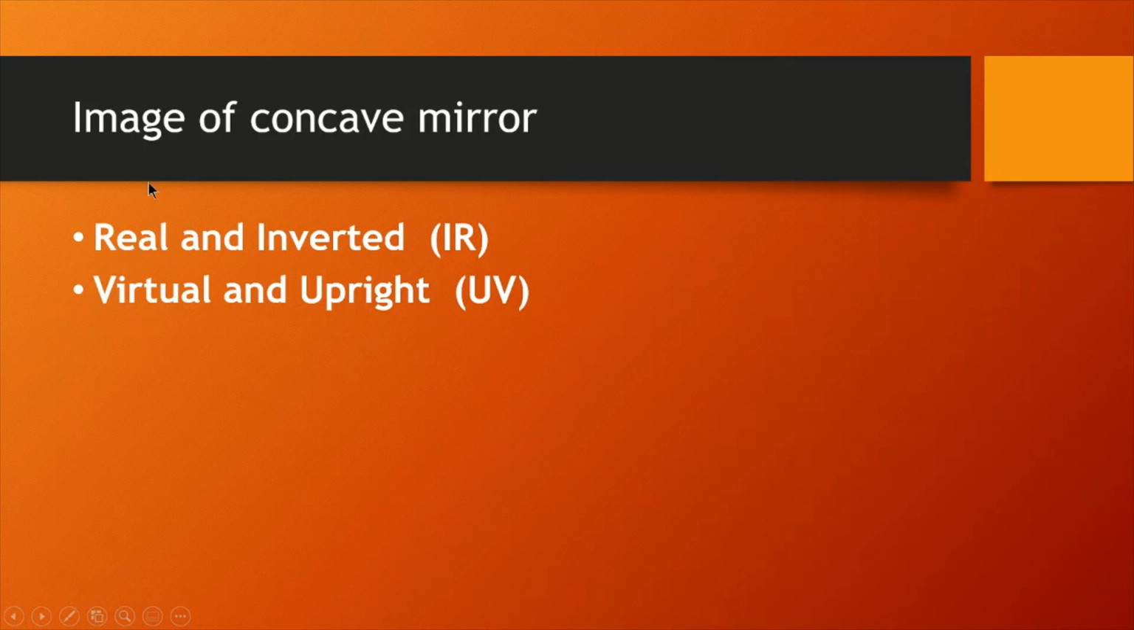A real image will always be inverted. Virtual image will always be upright. You will never get a real image but is upright. Neither will you get virtual image but inverted.